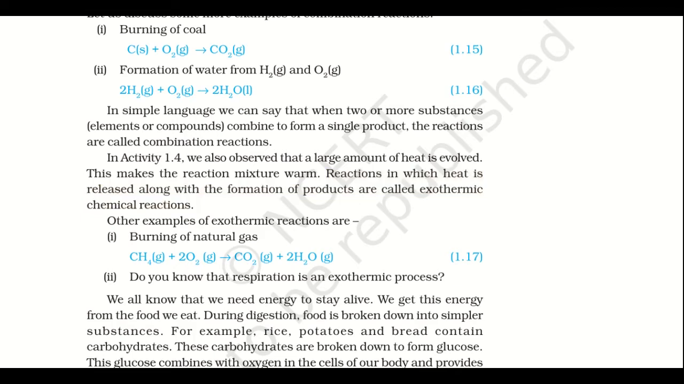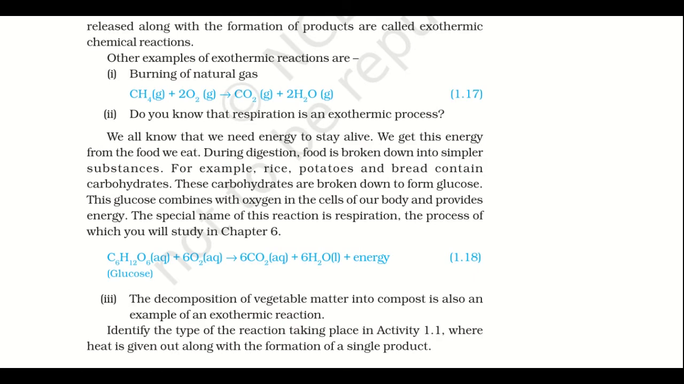Other examples of exothermic chemical reactions are the burning of natural gas, where methane is burnt, that means it combines with oxygen to form carbon dioxide and water. So this is also one of the examples of an exothermic reaction. There is still one more example of an exothermic reaction, the reaction of respiration.